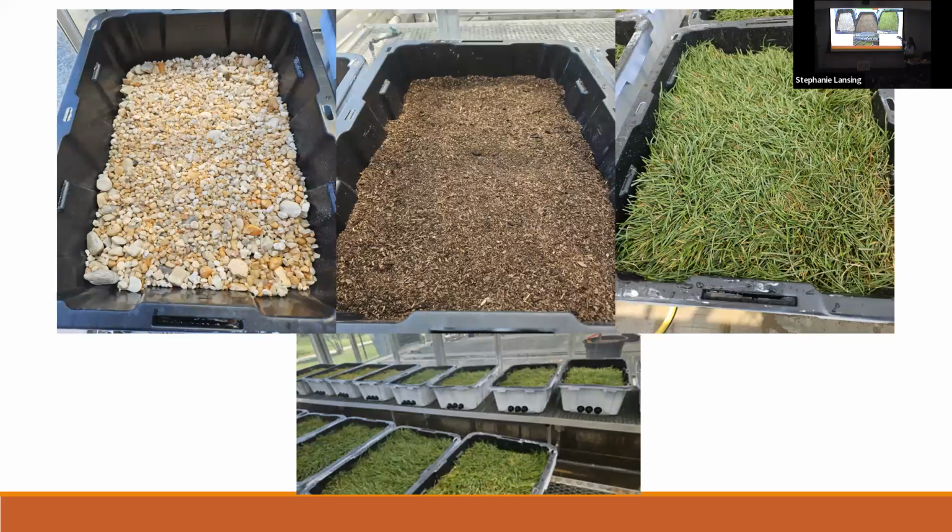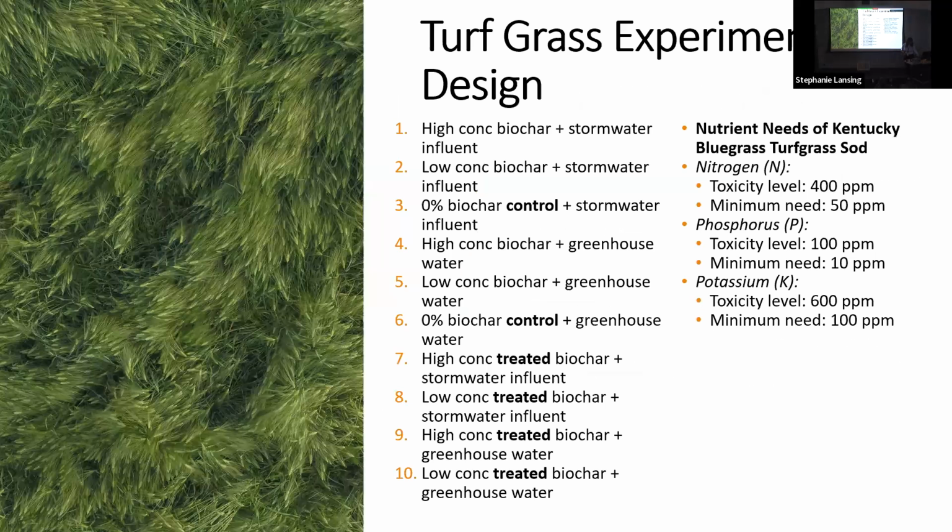This is what it looks like if you were actually to go to the research greenhouse, as well as all of the tubs down here. And again, these are all the treatments that were developed with the greenhouse water versus the stormwater simulated slurry, as well as the treated or the saturated biochar and the non-saturated biochar.